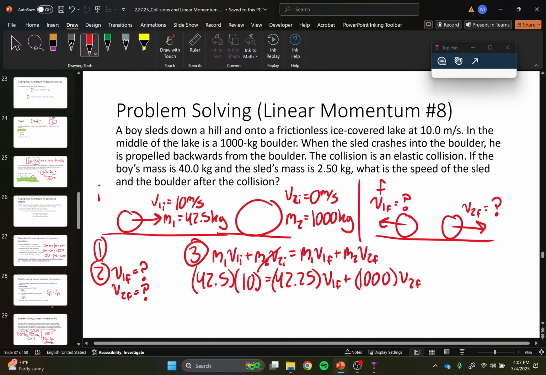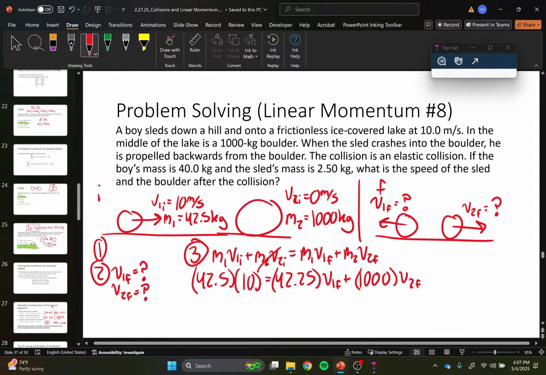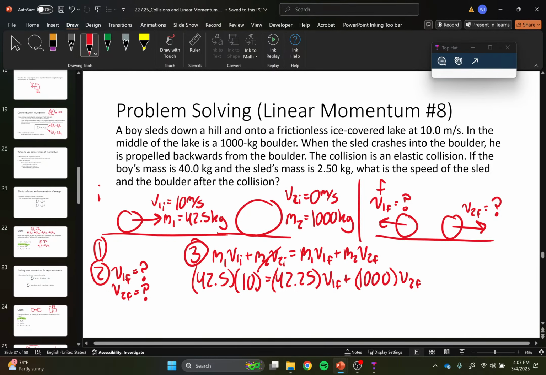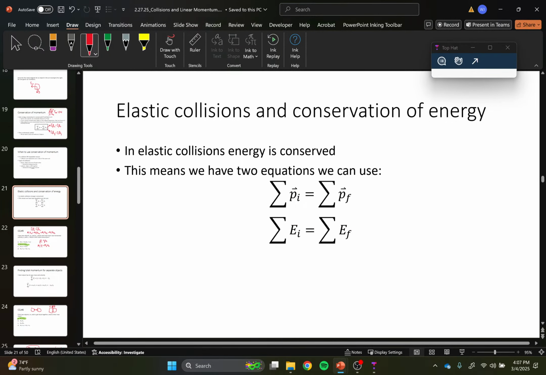Elastic collisions are special. What's special about them is this: not only is momentum conserved, energy is also conserved. So the energy I start with equals the energy I end with. This is only true of elastic collisions. Inelastic, where things get stuck together, energy is not conserved.